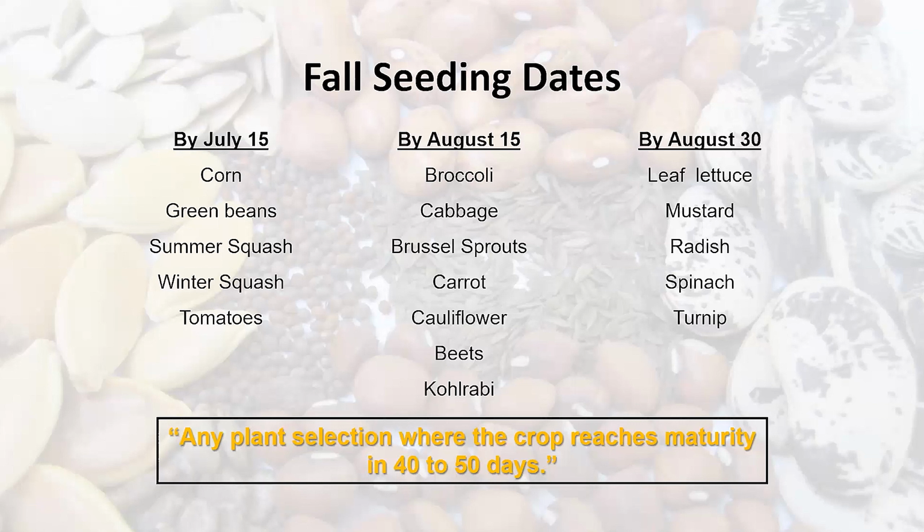So some of the difference is also that some of these are frost tolerant, so we can wait later. And some of them just have a shorter time to maturity date. We also need to look at those plant selections where the crop reaches maturity in 40 to 50 days, because depending on variety, there can be a vast difference in those maturity dates.